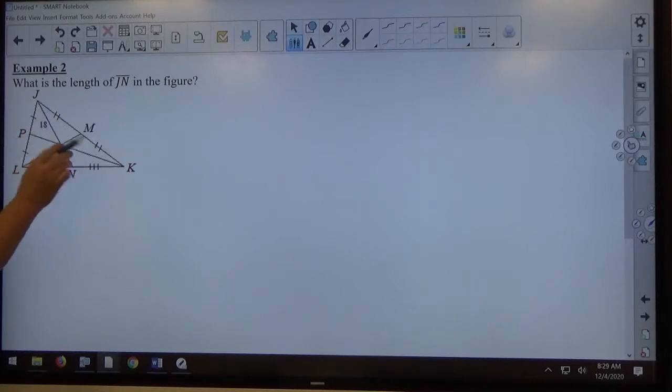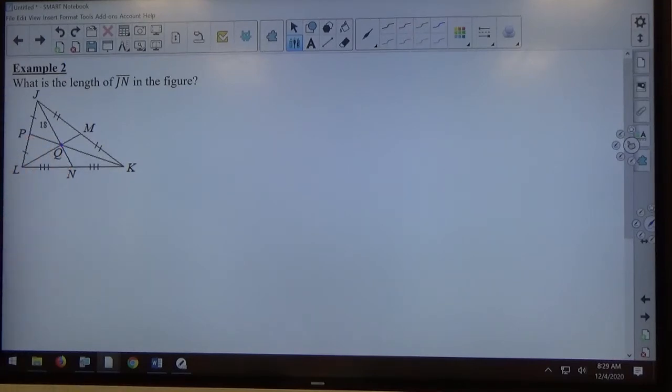M is a midpoint because JK gets cut in half. N is a midpoint because LK gets cut in half. So each of these goes from a vertex to a midpoint, so each of these is a median. The point where they intersect, again, is called the centroid. Okay, that's not exactly what we're doing with this problem.